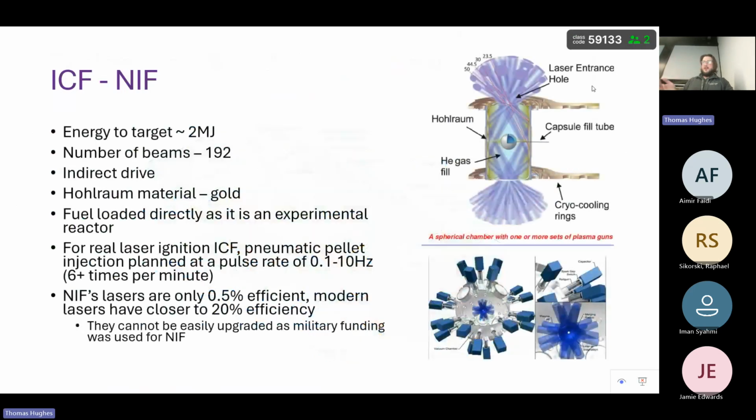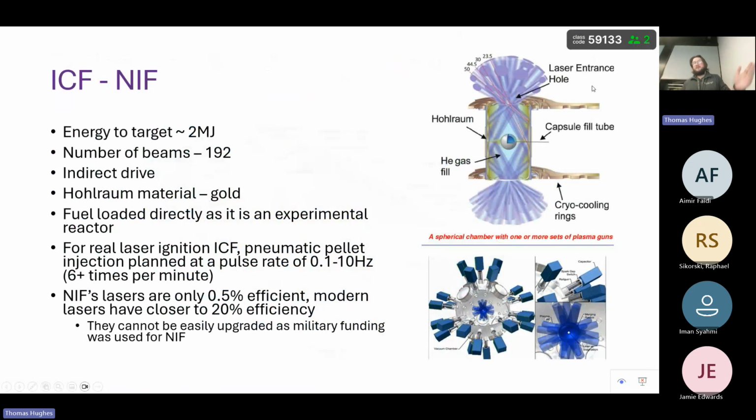So just a bit more in numbers. Generally they aim to have 2 megajoules from their lasers. They have 192 different lasers going into their hohlraum using indirect drive. They make theirs out of gold, although you can use silver or platinum or something like that. The fuel loading is direct for this one. So they'll put some fuel in and run an experiment, but they're not going to try and do consistent power plant running. That's not what it's made for.